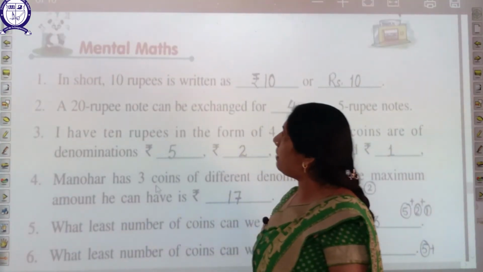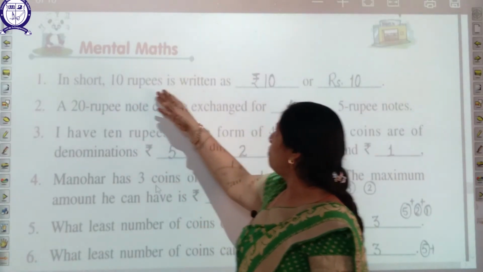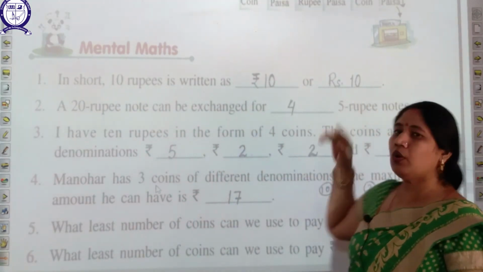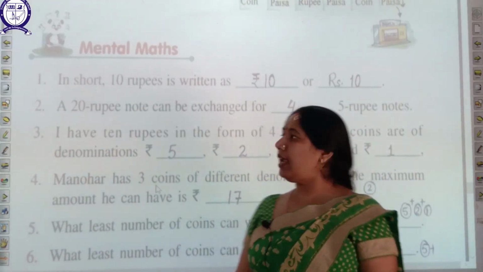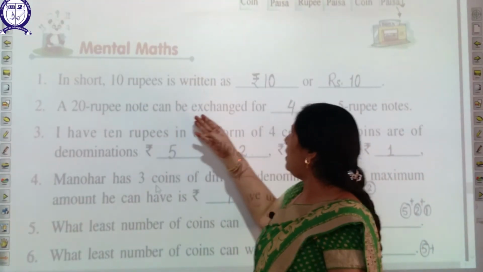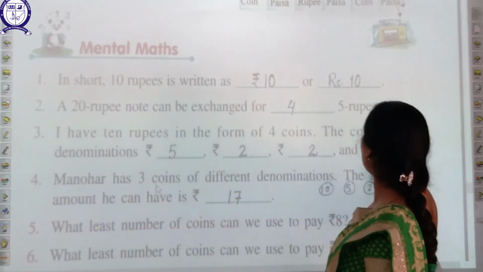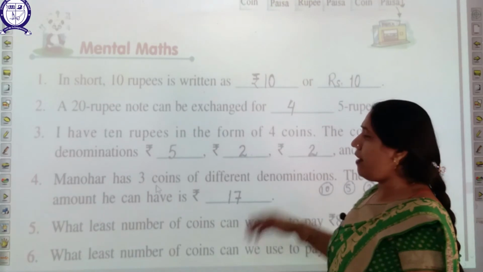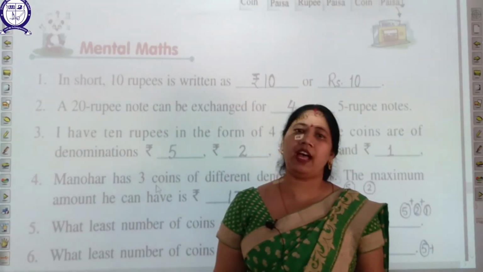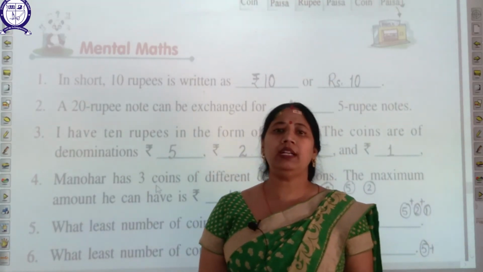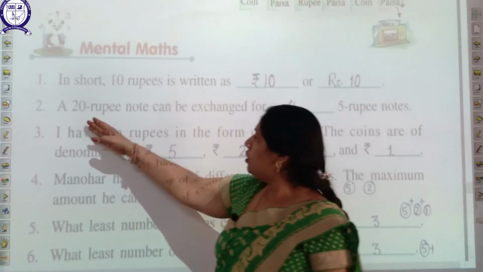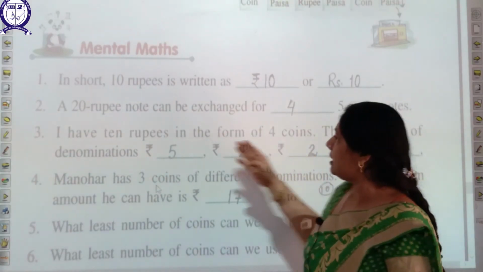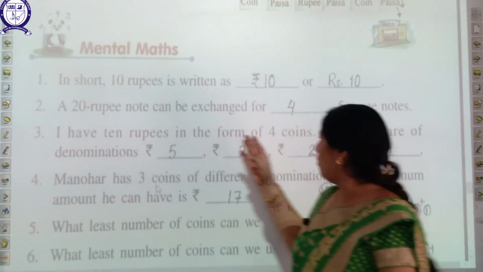Let's do the mental math. In short, rupees 10 is written as Rs 10 or Re 10. Okay. Our 20 rupee note can be exchanged for dash 5 rupee notes. So 20 divided by 5. 5 plus 5 plus 5 plus 5. 4 times 5 is equal to 20. I have 10 rupees in the form of 4 coins.